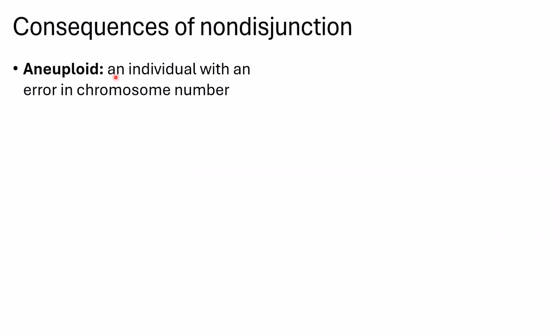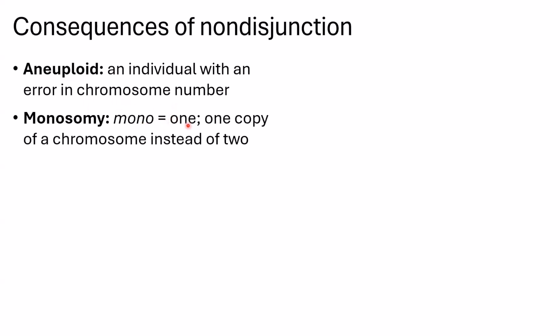Non-disjunction leads to aneuploidy. Remember that ploidy refers to the number of chromosomes an organism has. An individual that is aneuploid has an incorrect number of chromosomes. Monosomy, with mono meaning 1, means that a chromosome is missing, leading to there only being one copy of one of the chromosomes instead of 2. This ends up being fatal, and zygotes with monosomies are unable to make it to birth.